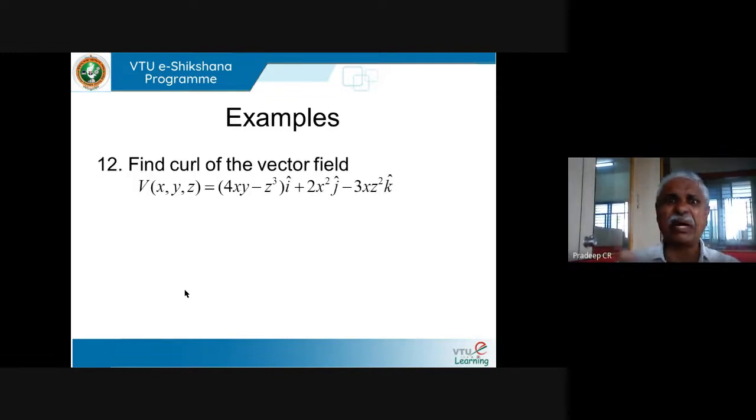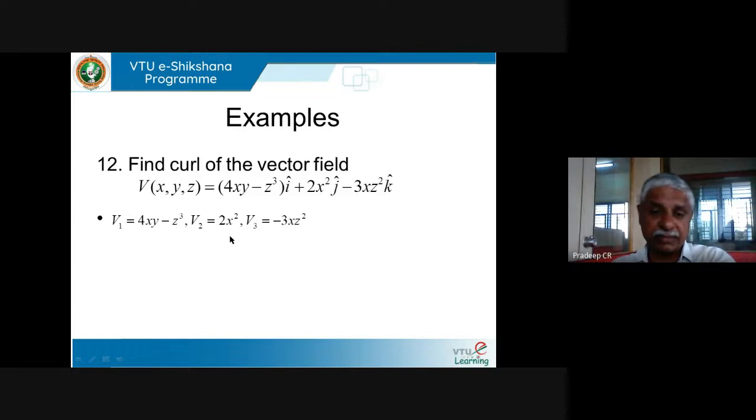Let us see one more example of a curl. Curl of this vector field. This looks not symmetric at all. 4xy minus z cube i cap plus 2x square j cap minus 3xz square k cap. These are the three components of the vector field, the vector at any point. So v1, v2, v3. That's the first step we do. The moment I give a vector field, just write v1, v2, v3. So v1 is 4xy minus z cube, v2 is 2x square, v3 is minus 3xz square.